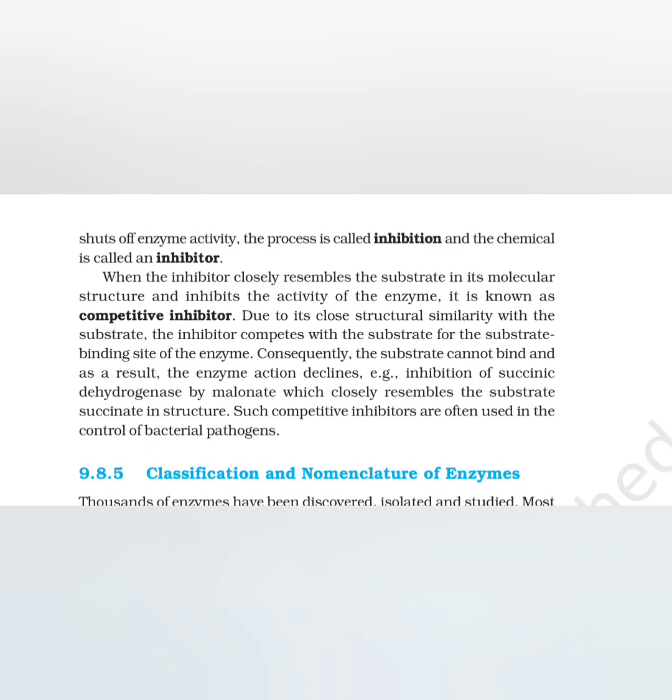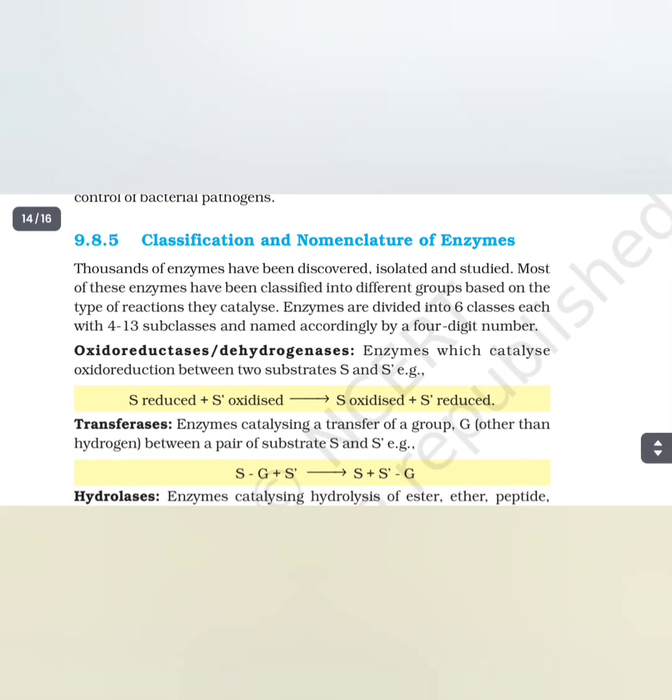Due to its close structural similarity with the substrate, the inhibitor competes with the substrate for the substrate binding site of the enzyme. Consequently, the substrate can't bind and as a result the enzyme action declines. Example, inhibition of succinic dehydrogenase by malonate, which closely resembles the substrate succinate in structure. Such competitive inhibitors are often used in the control of bacterial pathogens.